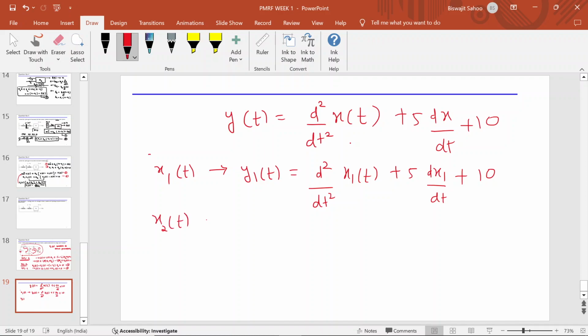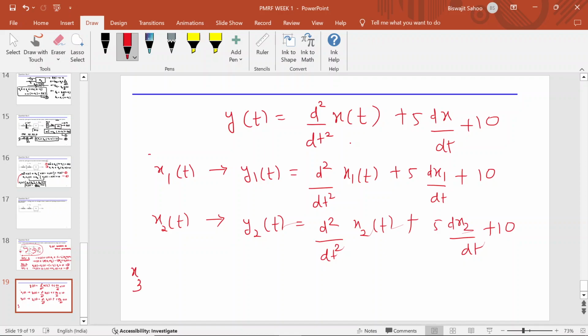Yes, sir. Now you simply put x(t). It should be y(t) equals d square by dt square of x(t) plus 5 times dx(t) by dt plus 10, right? Yes, sir. Now you put x3, and what I told you is x3 is nothing but the addition of x1(t) and x2(t). So x3 is nothing but the addition of x1 and x2.